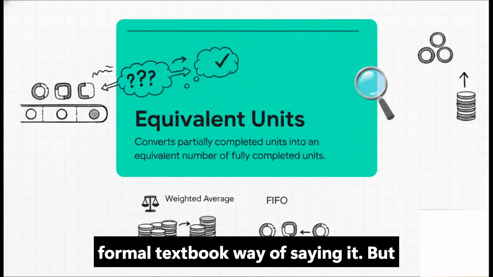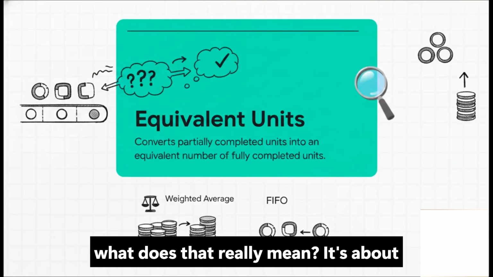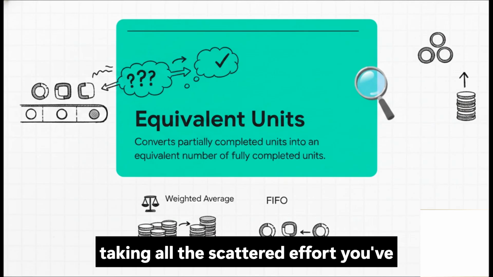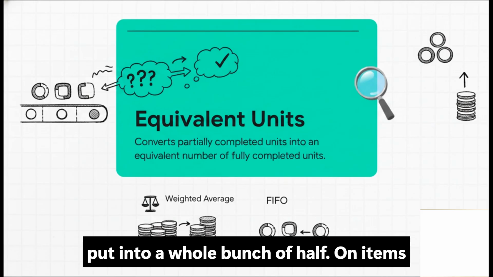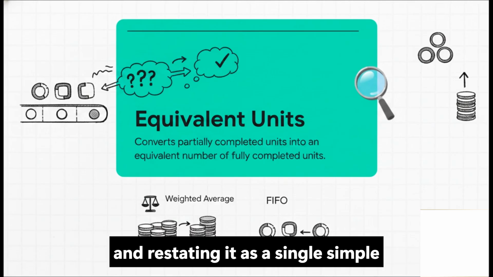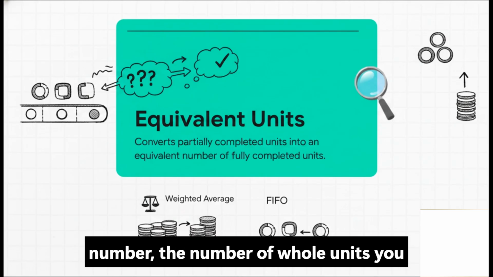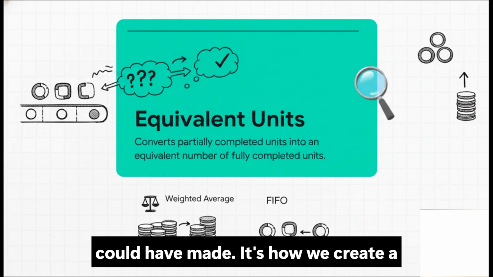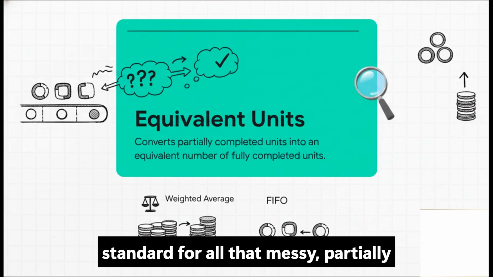Okay, so here's the formal textbook way of saying it. But what does that really mean? It's about taking all the scattered effort you've put into a whole bunch of half-done items and restating it as a single, simple number. The number of whole units you could have made. It's how we create a standard for all that messy, partially completed stuff.